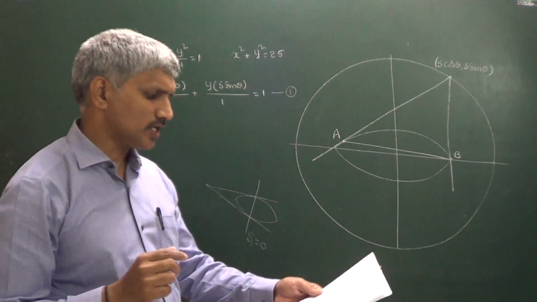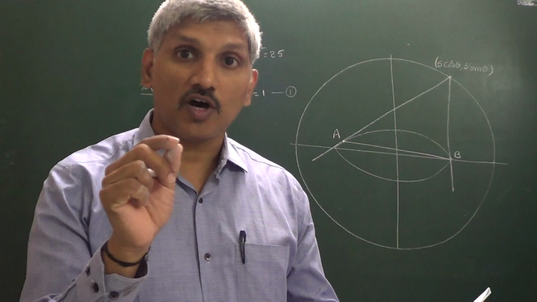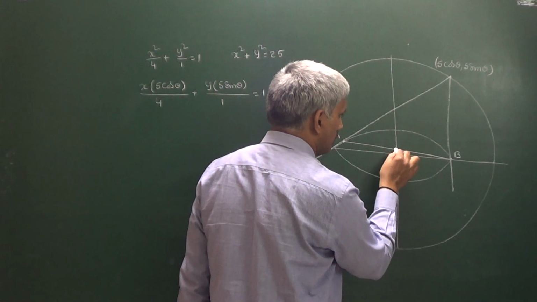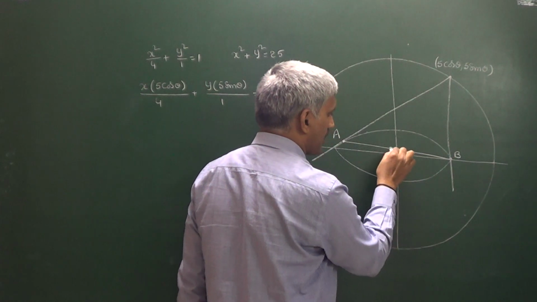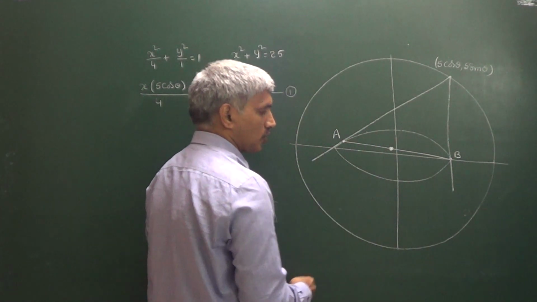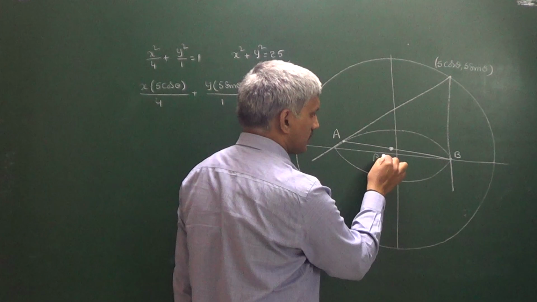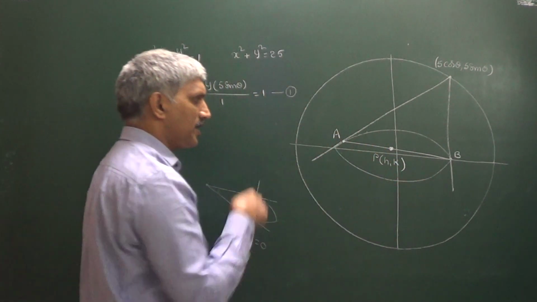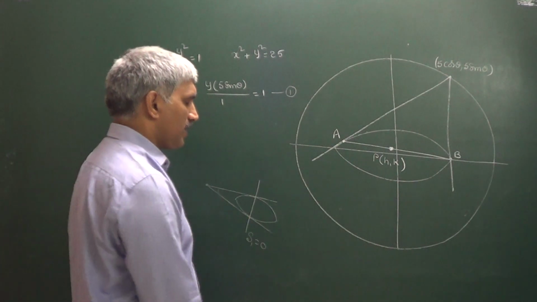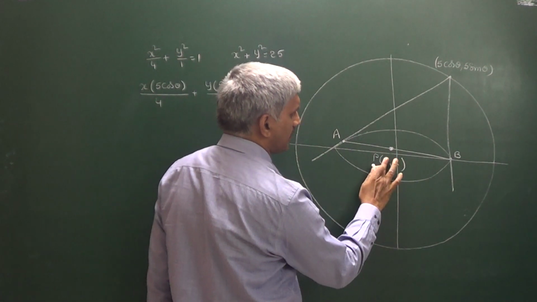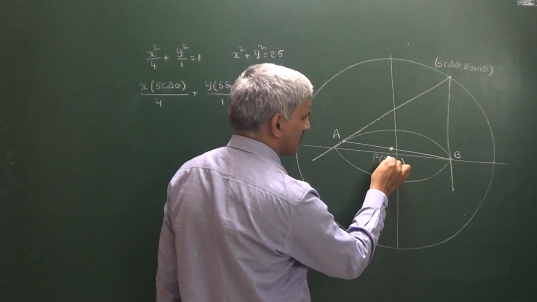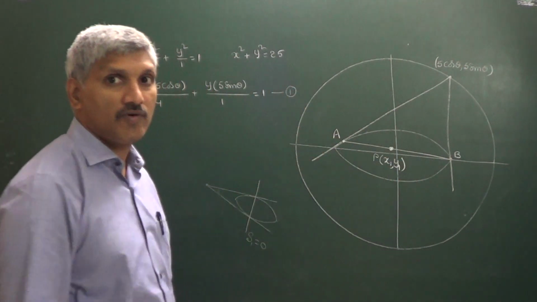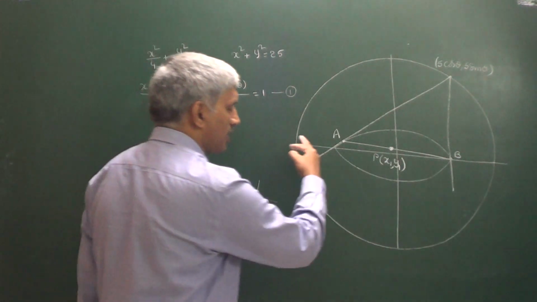But in the question he is asking to find the locus of the midpoint of the chord AB. This is the chord, and this is the chord's middle point. The locus is asked. Let us say the midpoint is h comma k, or you can take it as x1 comma y1, which we will take very frequently. x1 y1 is the midpoint of the chord AB.